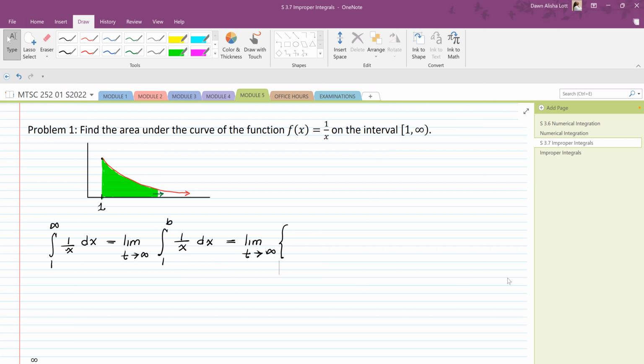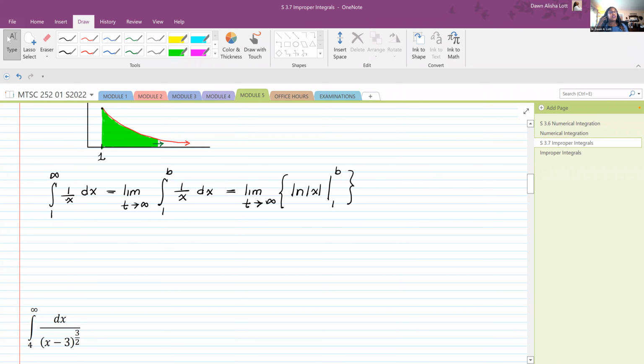Ln of x. Okay, so the natural log of the absolute value of x, we're still going to stick that in there. Evaluate it from 1 to b. Now I already know b is going to infinity, so I know that b is positive, so I'm going to drop the absolute value. So when I do this, this is the natural log, so I get the limit as t approaches infinity of the natural log of t minus the natural log of 1.